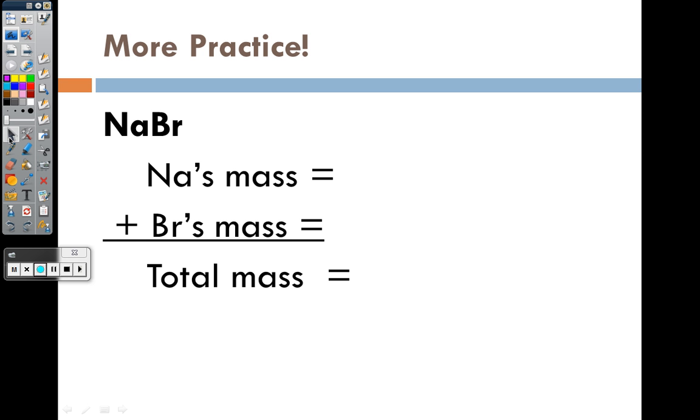All right, so Jamar, what group is sodium in? Group 1A. You said hydrogen's group. All right, so sodium's mass, Jamar said, is 22.9. I do agree. I'm going to keep it to 2 decimal points, 22.99.